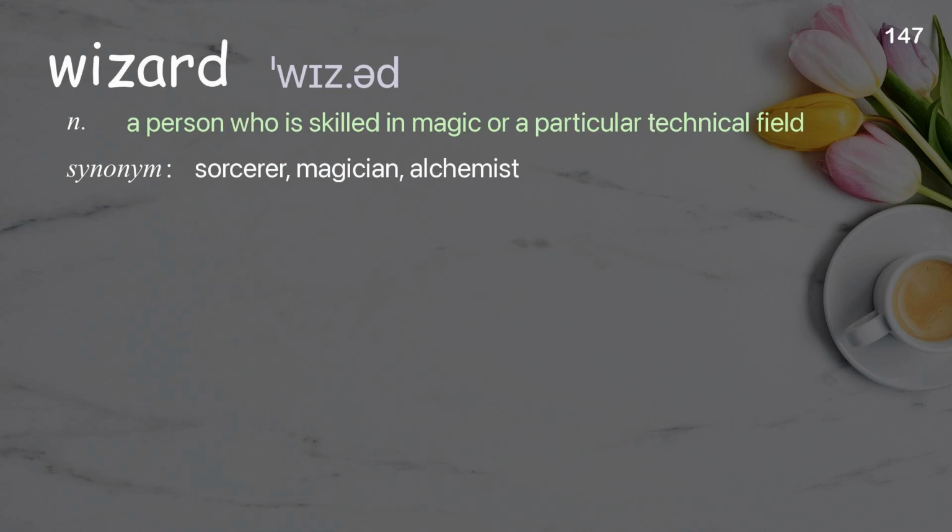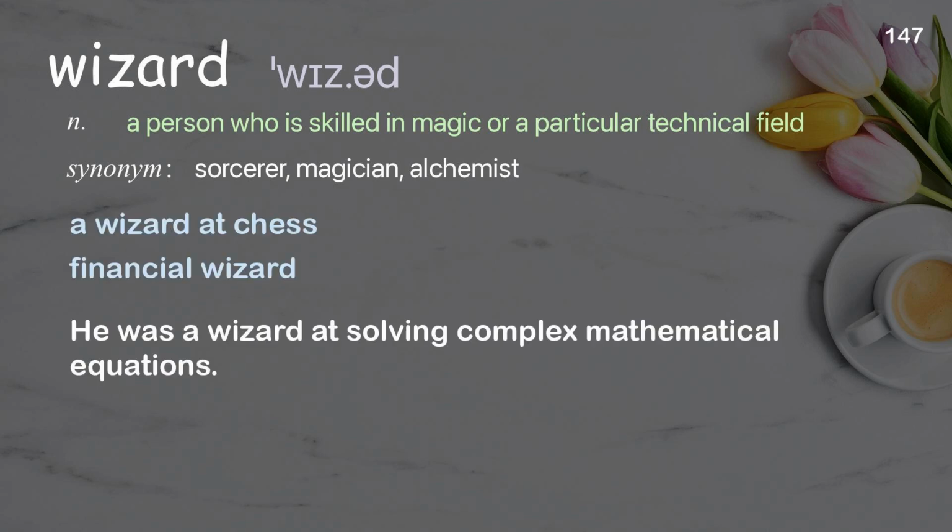Wizard. A person who is skilled in magic or a particular technical field. Examples: A wizard at chess. Financial wizard. He was a wizard at solving complex mathematical equations.